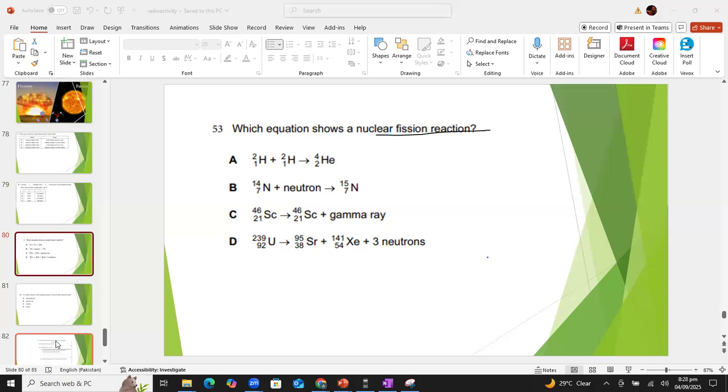Fission, only uranium and plutonium can perform the fission reaction in which an unstable nucleus of uranium is split into two lighter nuclei. So one lighter nucleus is strontium, the other lighter nucleus is xenon, and it will release 3 neutrons. So this is the fission reaction, students. ये फिजन है, यहाँ पे तो फ्यूजन हो रहा है, ठीक है. So D is the right answer. Okay, well done, students. D is the correct answer.